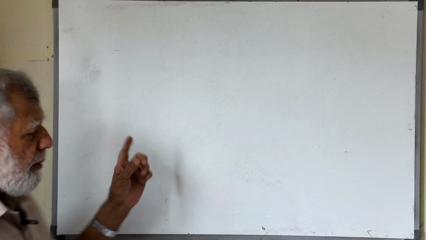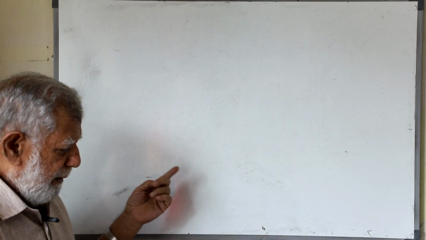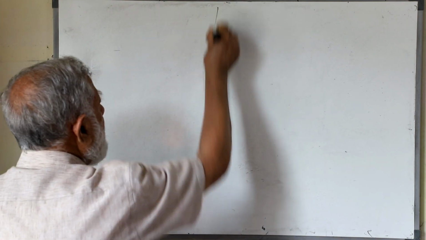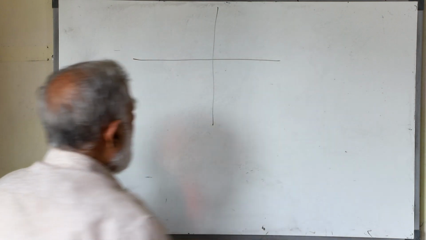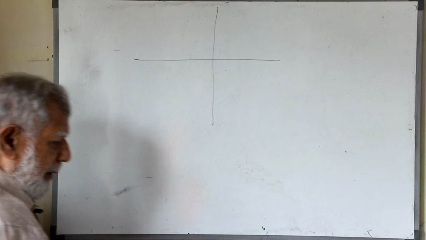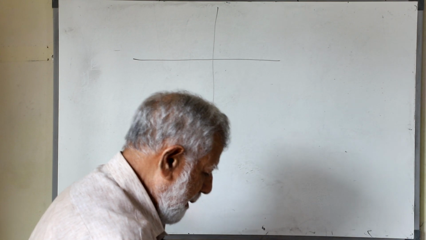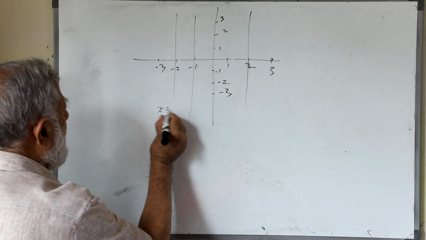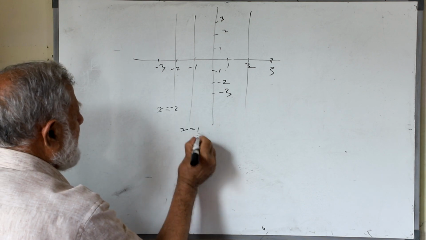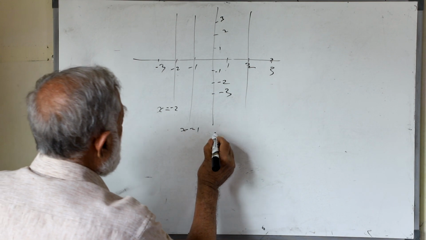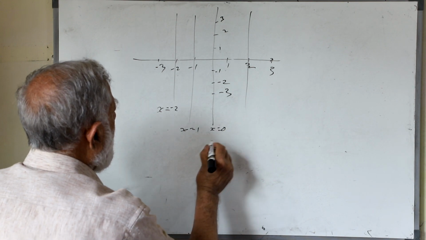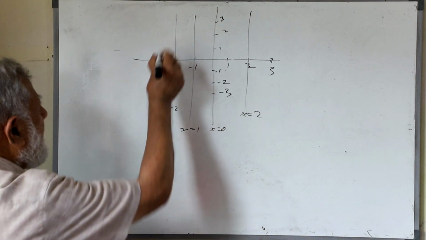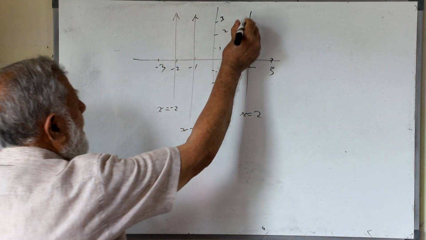Now children, we studied how to draw the graphs of y equals mx plus c, and y equals 2x minus 2, and all that. Now there are some graphs we draw in the exercise that are parallel. Look at this: x is equal to minus 2, x is equal to minus 1, x is equal to 0 here, and x is equal to 2. Now these are all parallel lines. You can see vertical lines.